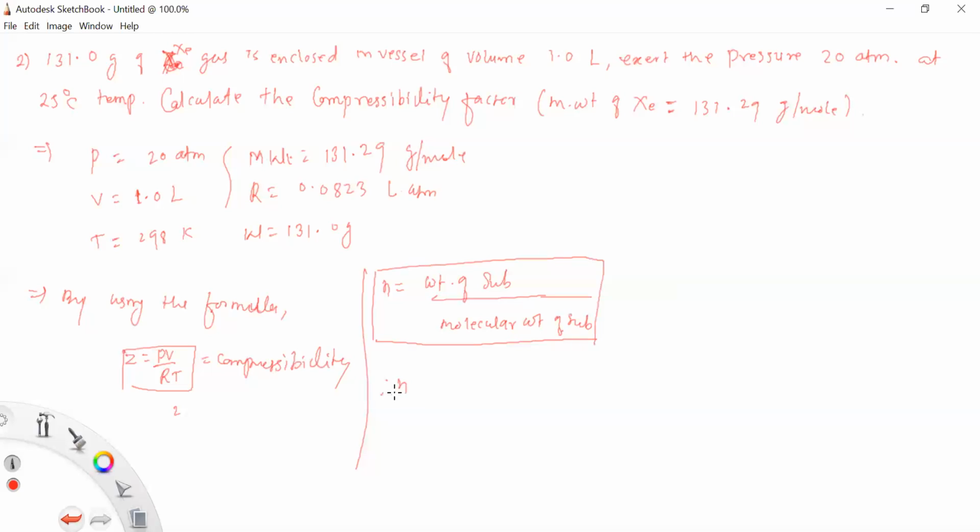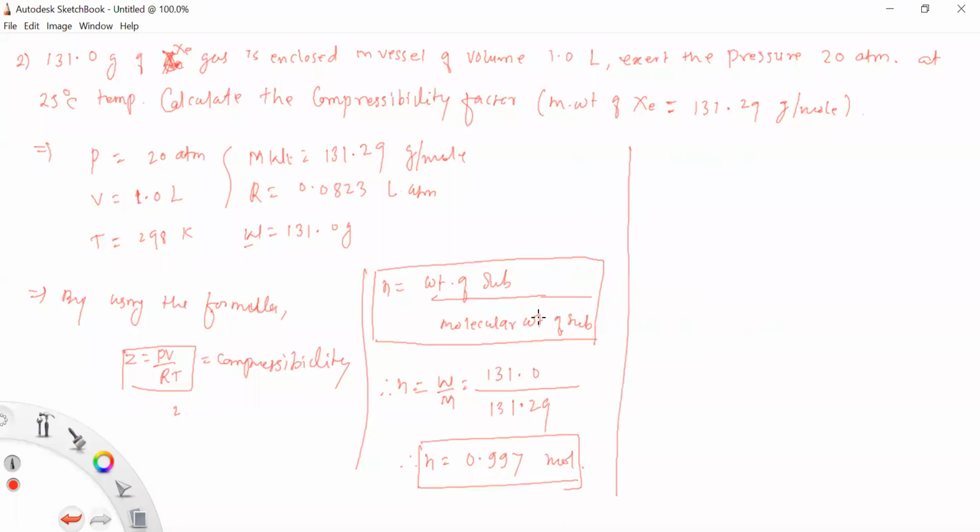So therefore N is equal to W upon M. W is 131.0 and M, the molecular weight, is 131.29. If you calculate this, N comes to 0.997 moles. So this is your N.